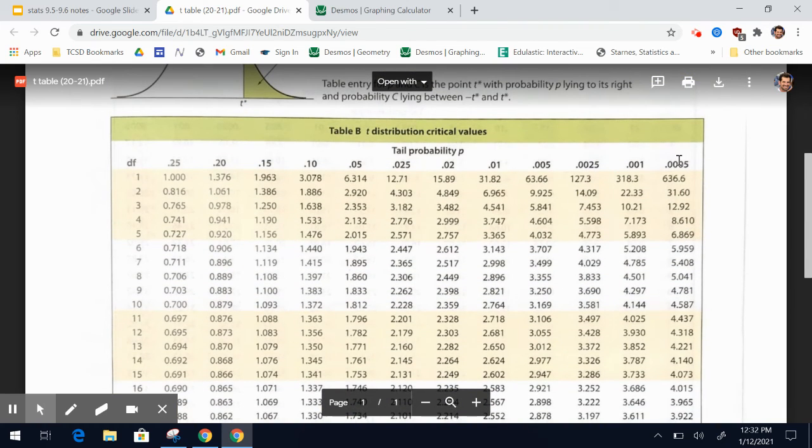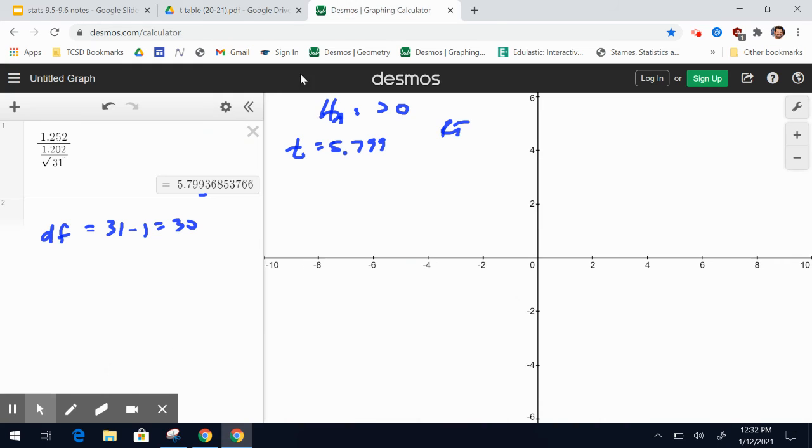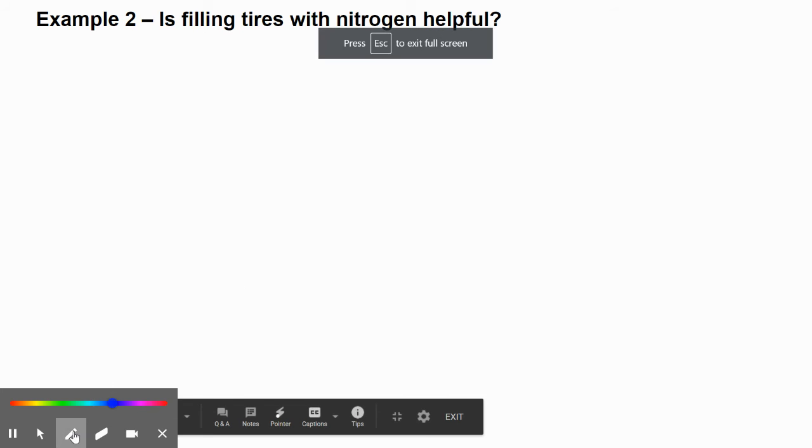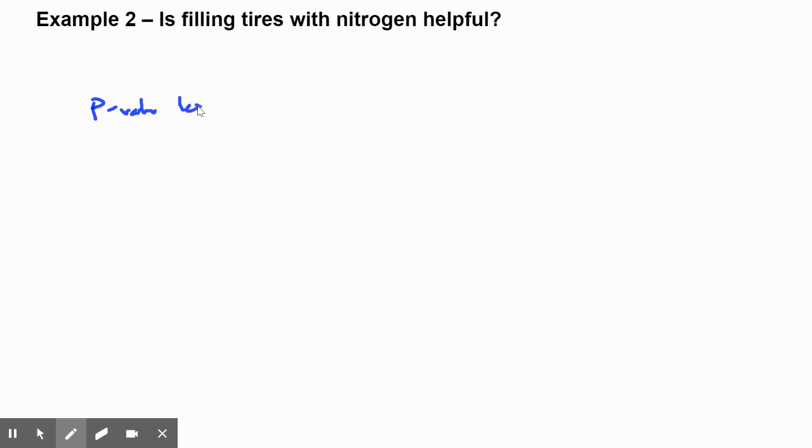And 0.0005, that's not even it. It's even smaller than that. So we say that our p value is less than 0.0005. So your p-value is less than 0.0005. You could almost say it's equal to 0, right? It's a 0% chance of happening by chance. There's your p-value. All right.